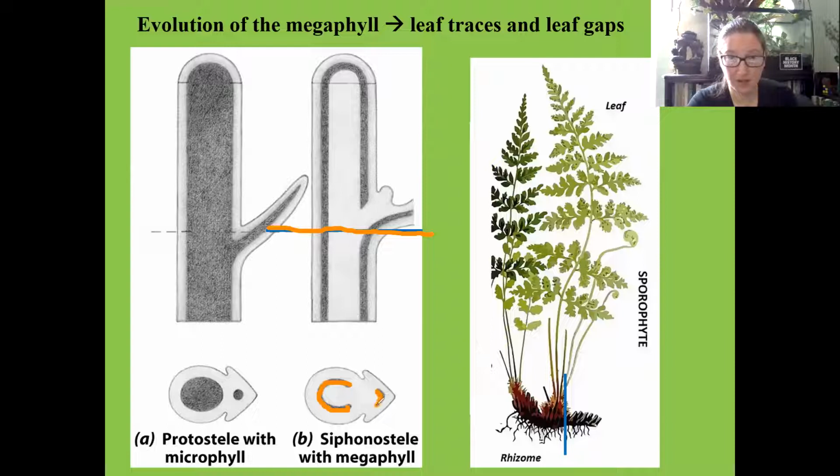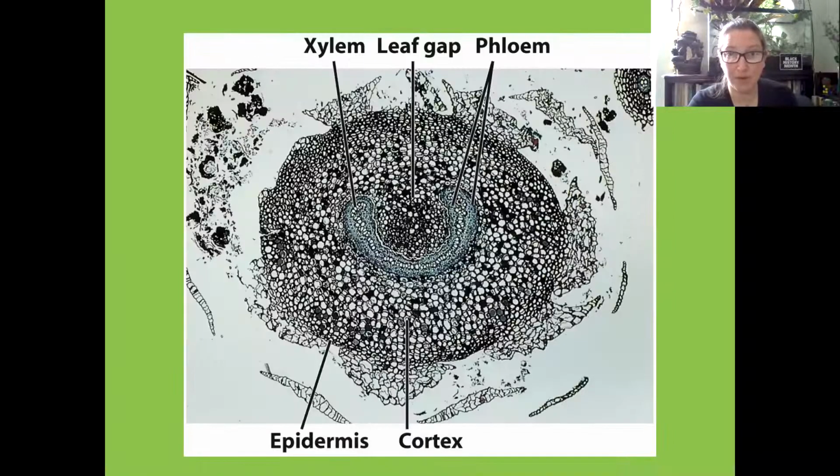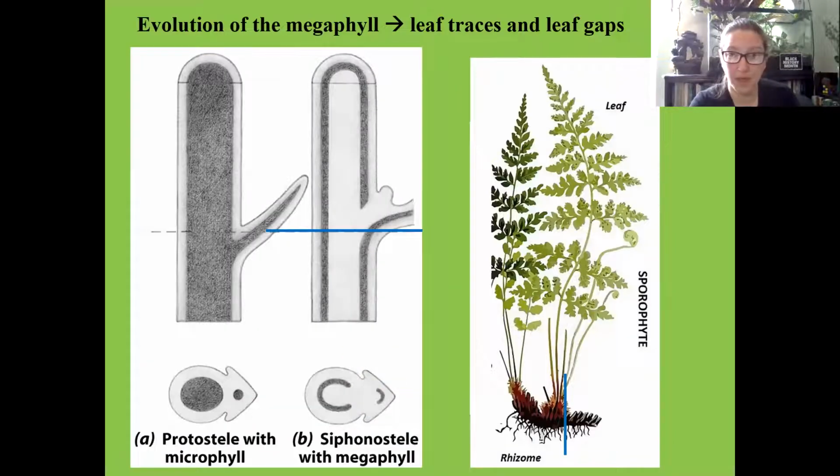And then this littler thing here is showing you where that megaphyll is coming out. And this hole in the middle is called your leaf gap. So hence the siphonostele with leaf gaps. That's the leaf gap. I'll show you what it looks like even more. It'll be clearer on the subsequent slides, but this hole right here in the middle is the leaf gap, and that little part of the vasculature is the leaf trace.